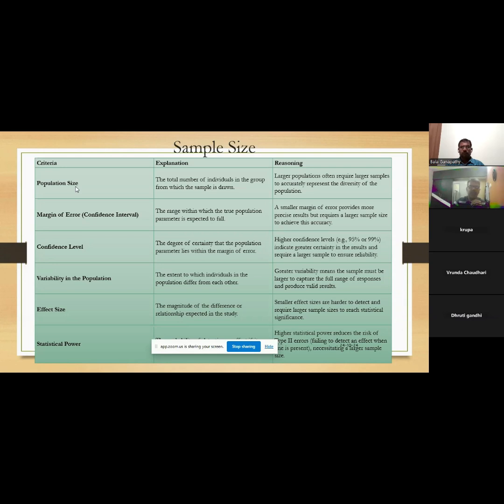For example, if you want to do research in ONE, you have to know in India what is the percentage of prevalence of ONE, or how many people are suffering. That detail you have to collect. If you know, then only you can set your sample size. Then next one, margin of error. What is margin of error?